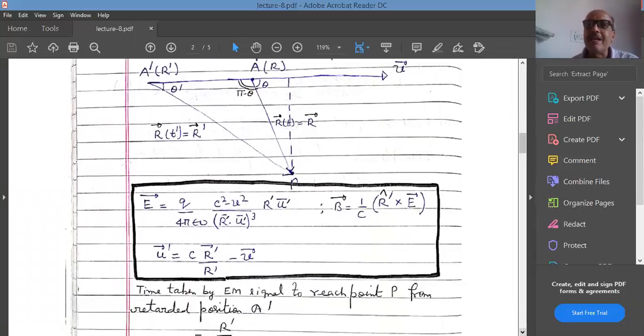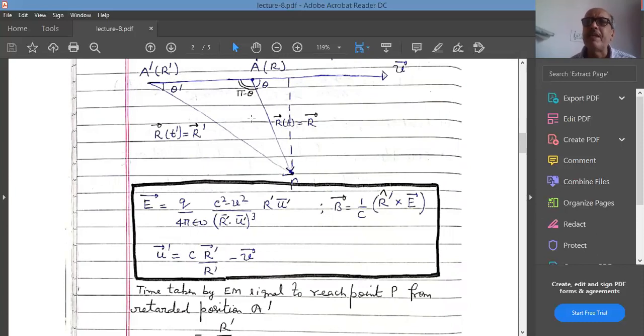Because we have taken the uniform velocity, now in E I have replaced R by R dash. So you can see that E is now equal to Q upon 4 pi epsilon 0, C square minus V square upon R dash dot U dash whole cube, and then R dash into U dash. Similarly, the magnetic field B becomes 1 upon C R̂ dash cross E, and that E is given by this expression here. The value of U dash now becomes equal to C into R̂ dash minus V. R dash is the retarded position.